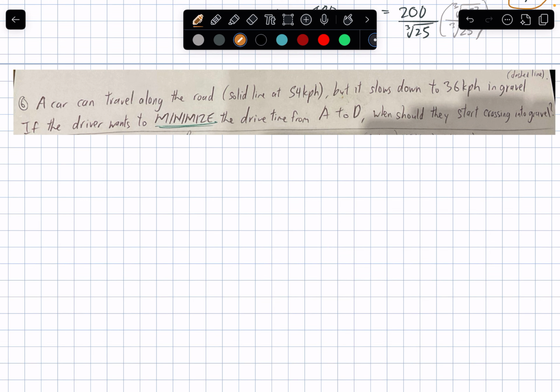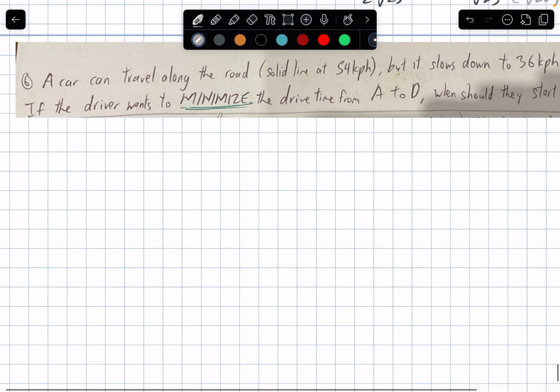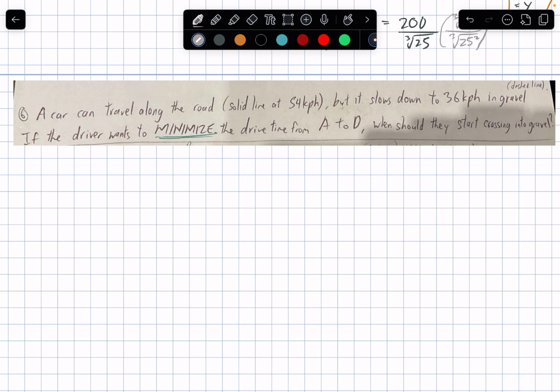Last question. So a car can travel along the road, solid line, at 54 kph, but it slows down to 36 kph in gravel. If the driver wants to minimize the drive time from A to D, when should they start crossing into the gravel? So let's have this illustration. So this is A, B, C, D. This is 250 meters.